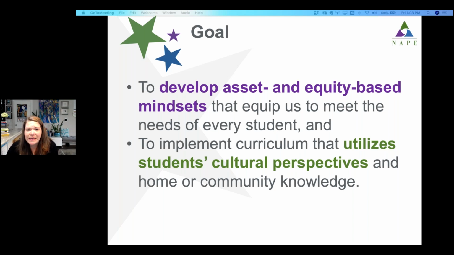And ultimately, to really begin to implement curriculum, whether that is in the classroom or from the school system or from whatever you do as a counselor or advisor, that really utilizes our students' cultural perspectives from their home and their community.